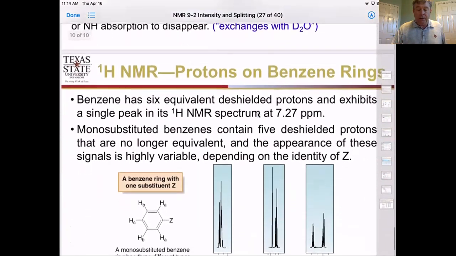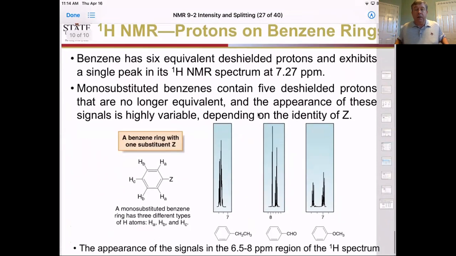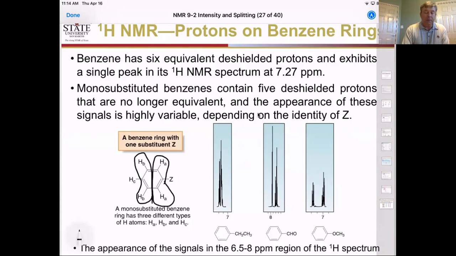All right, so the last thing I want to talk about is the protons on benzene. So if you have just benzene by itself, all 6 of those protons are equivalent and show up around 7.27 ppm. However, if you monosubstitute a benzene, that means you have at least 3 different types of hydrogens here. You have the ones that are ortho, which are going to give us one type of signal. You have the ones that are meta, they're going to give us a different type of signal. And the one that is para will give us a third signal.